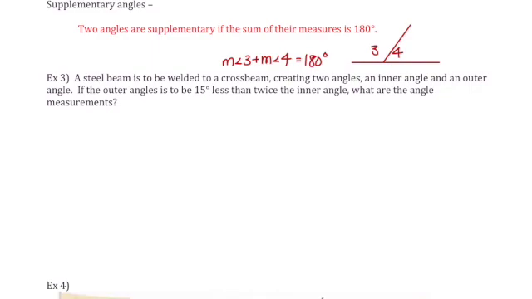Example number 3 says, a steel beam is to be welded to a cross beam, creating two angles, an inner angle and an outer angle. If the outer angle is to be 15 degrees less than twice the inner angle, what are the angle measurements? Again, this is the same kind of problem that we did before. Find your base and build up on it. One of them is going to be the base, and for the other one you do something to that base.